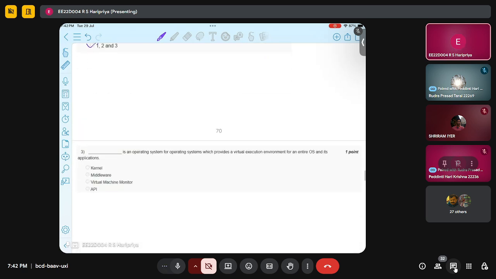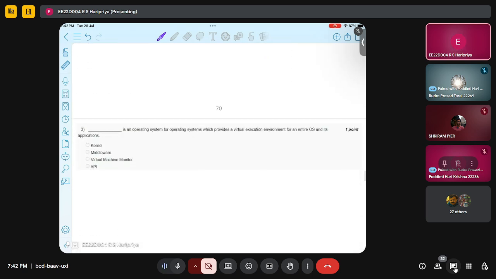Next, what is the software which provides a virtual execution environment for the entire operating system and its applications?